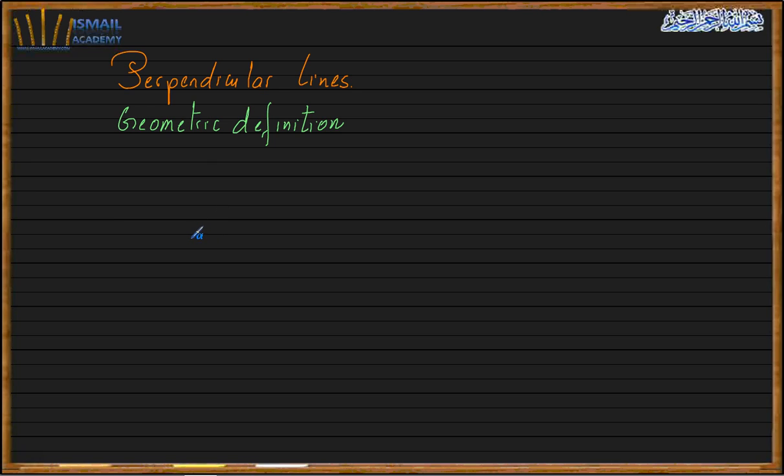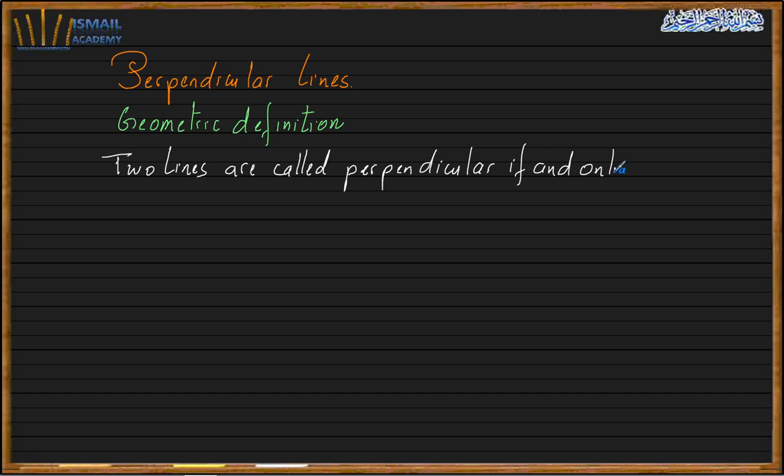All right, the geometric definition of perpendicular lines: two lines are called perpendicular if and only if they are intersecting and make a 90-degree angle. That's all.